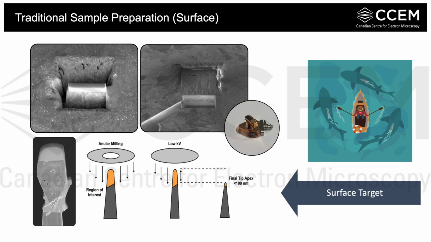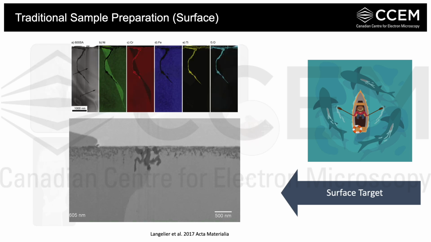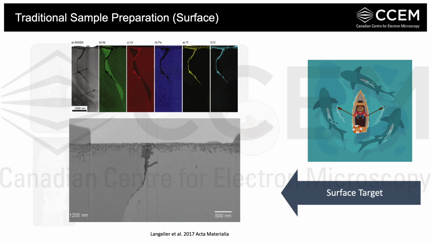And this idea of gaining out-of-plane context is often used. So in this example here, we use the complementary nature of 3D FIB sectioning with more conventional EELS and APT analysis, and we're able to see the propagation of the oxidized grain boundary in a nickel 600 alloy.